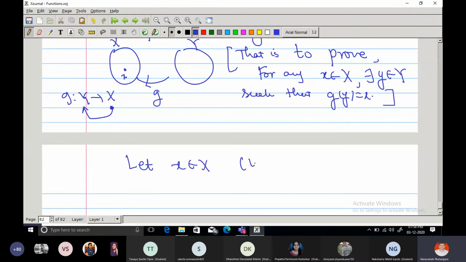I am writing this same thing again and again because you need to understand what exactly we want to do logically. So let x be in X. We want now y. Somebody gives you x, and what is in my mind? I want to produce y now. And how to produce y? Will it be possible?